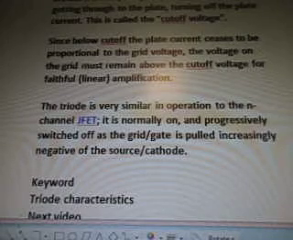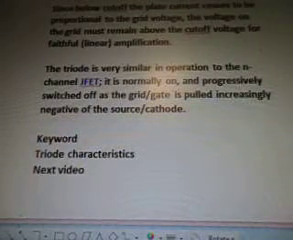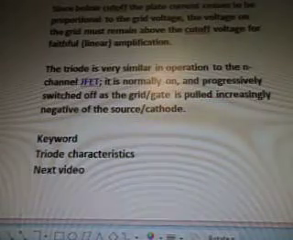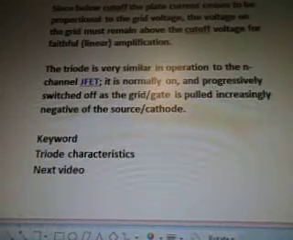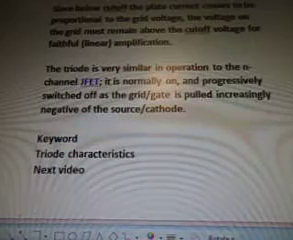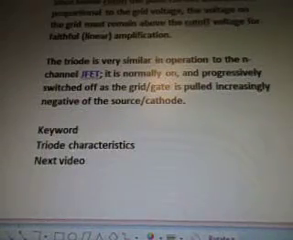The triode is very similar in operation to the N-channel JFET. It is normally on and progressively switched off as the grid (gate) is pulled increasingly negative of the source (cathode). The keyword triode characteristics will be in the next video.